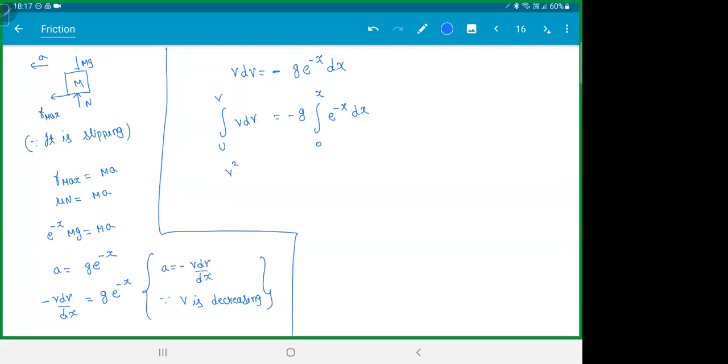So this guy will be v square minus u square by 2. I'm directly putting minus g, so that will be minus 1, so g goes away. And e power minus x limits will go from 0 to x. So v square minus u square is 2g times e power minus x, and e power 0 is 1. Be careful, e power 0 is not 0. So we get v square is equal to u square minus 2g times 1 minus e power minus x. This is the velocity at a distance x.